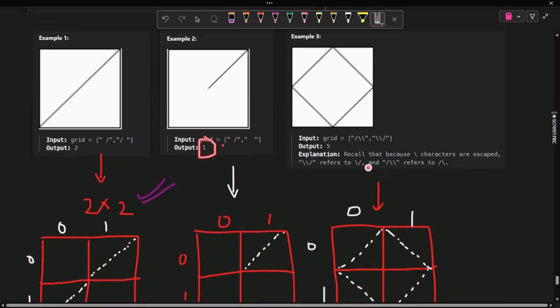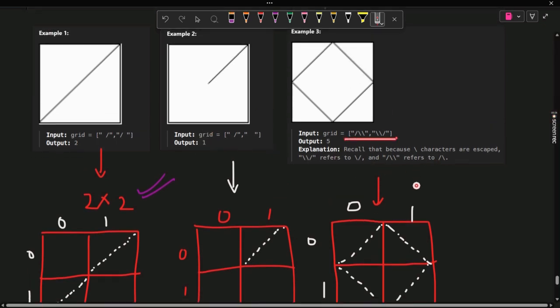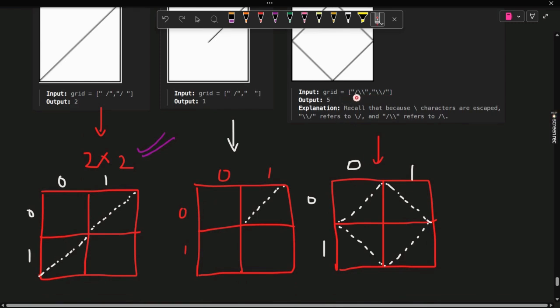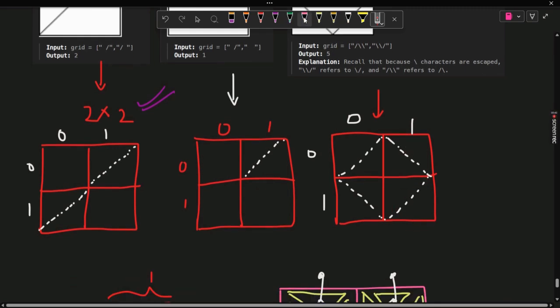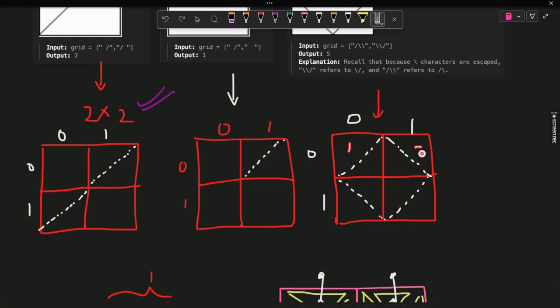Let's go to this test case, in which we again have a 2 cross 2 grid. In the first row we have a forward slash, then a backslash. In the second row we have a backslash and then a forward slash. We can see that in this test case we have divided our grid into 5 parts: 1, 2, 3, 4, and this is the fifth part. So the answer is 5.